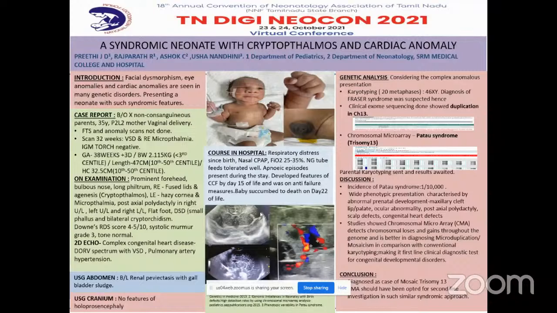Now, I'm presenting this case because previous studies have shown that chromosomal microarray picks up chromosomal losses and gains throughout the genome, and it is better at diagnosing microduplication and mosaicism in comparison with conventional karyotyping, which we usually make the first line. Making the chromosomal microarray the first line in clinical diagnostic testing for congenital developmental disorders.